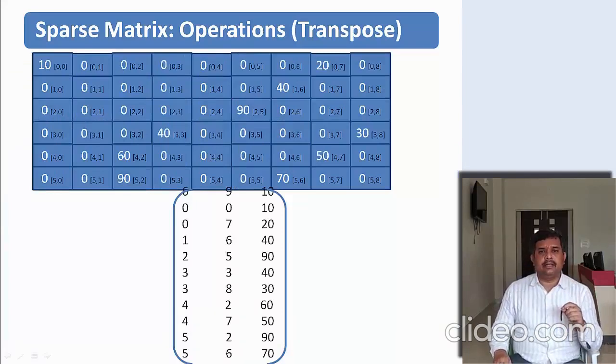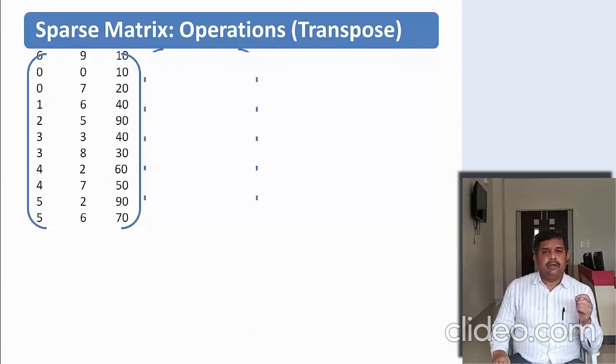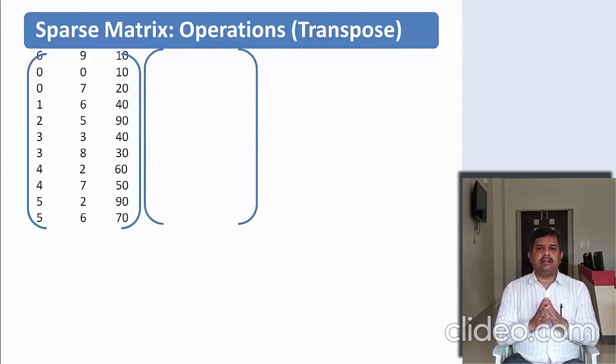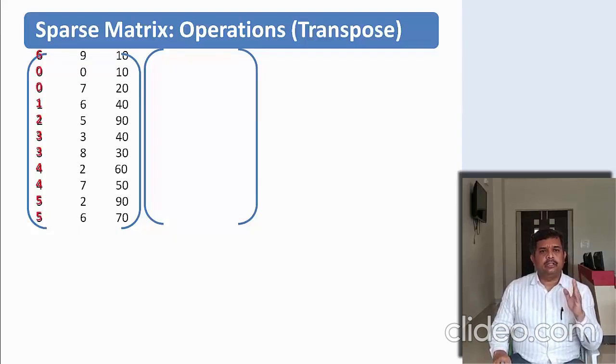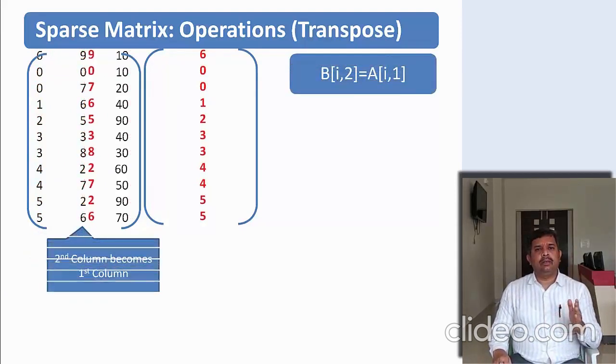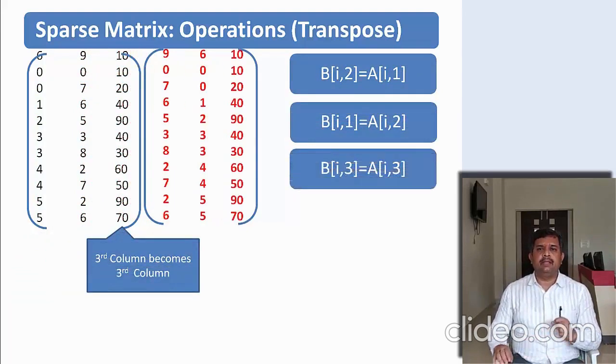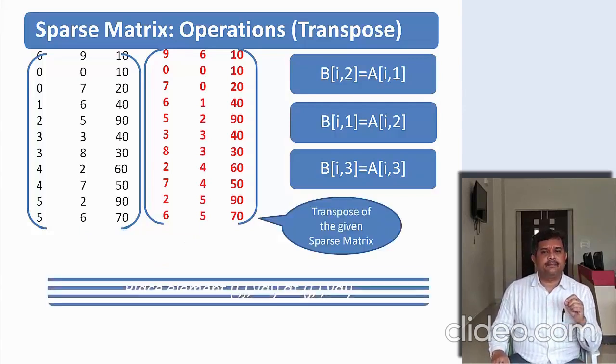Now for this matrix, let us try to do the transpose. We define an area where we save the transpose, and the size is supposed to be the same as the original matrix. The first column will be shifted to the second column, the second column will be shifted to the first column in the transpose matrix, and the third column will remain the same. It means A I1 will be shifted to B I2, A I2 values will be shifted to B I1, and A I3 will remain as B I3. This is our transpose matrix.